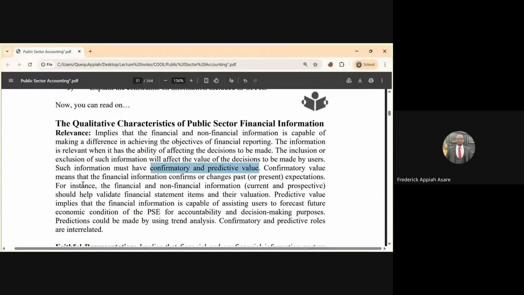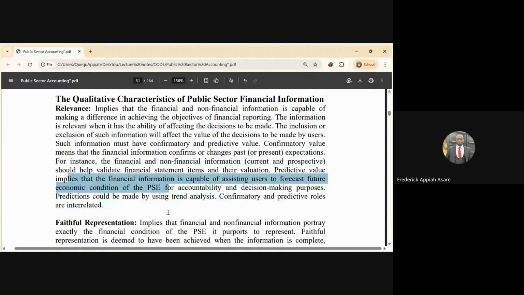So it confirms past information. Then predictive implies that the financial information is capable of assisting users to forecast economic conditions. That is predictive. It has a predictive value.